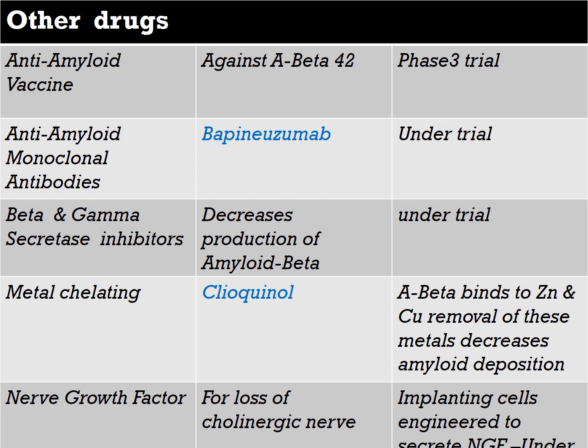So this clioquinol binds to zinc and copper. Amyloid proteins bind to the zinc and copper. So by removing these metals from the CNS, we can reduce the deposition of this amyloid protein in the CNS. And the next agent is nerve growth factors for the loss of cholinergic nerves.